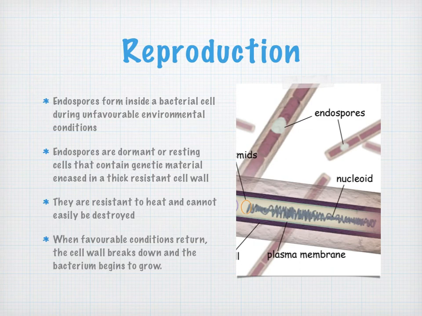The next one is endospores, and they form inside a bacterial cell during unfavorable conditions. Endospores are dormant or resting cells that contain genetic material encased in a thick, resistant cell wall. They are resistant to heat and cannot easily be destroyed. When favorable conditions return, the cell wall breaks down and the bacterium begins to grow.